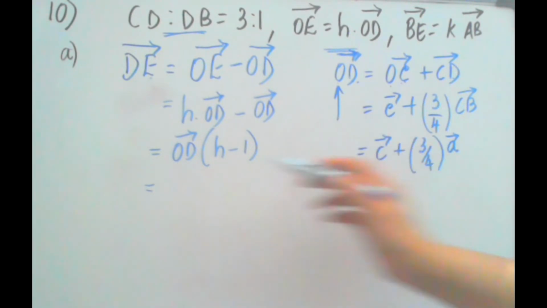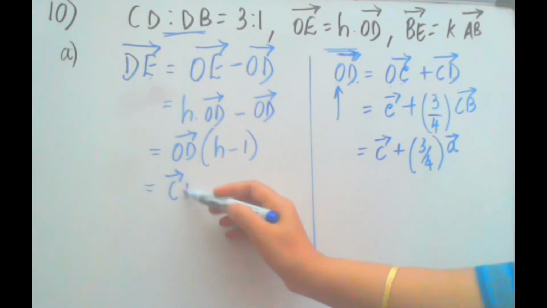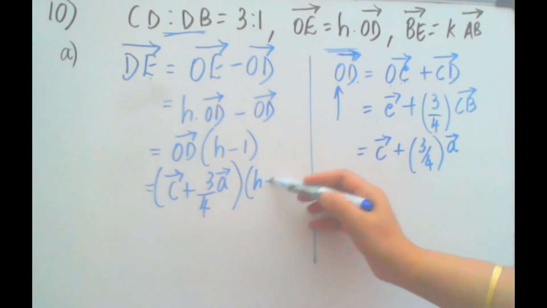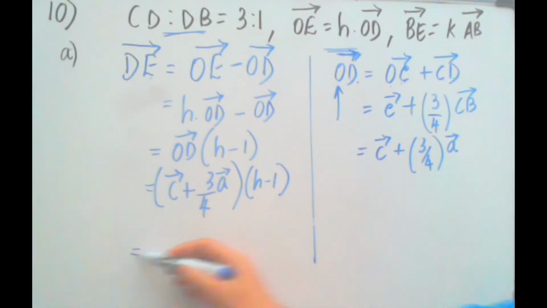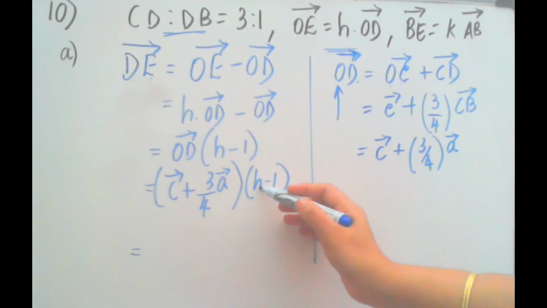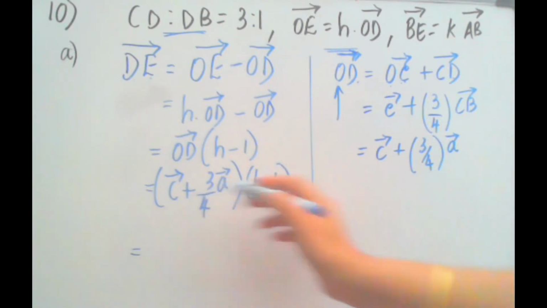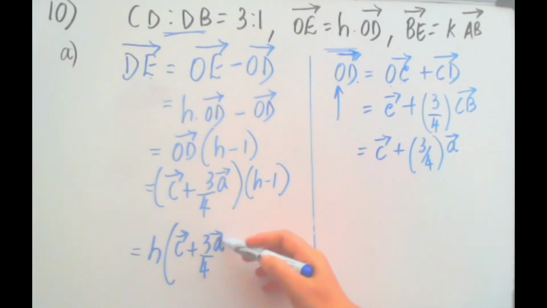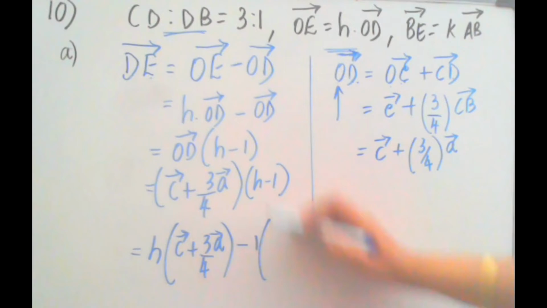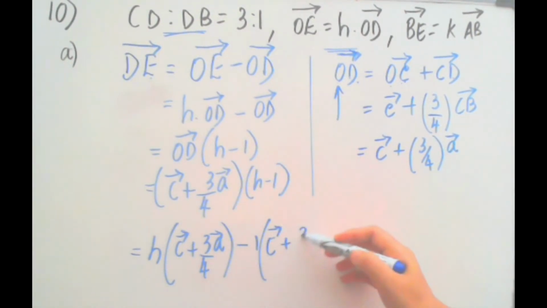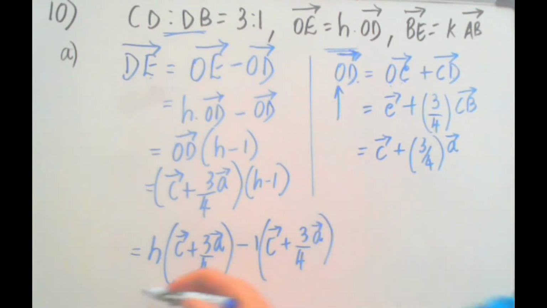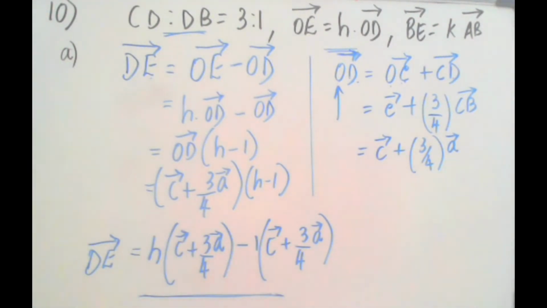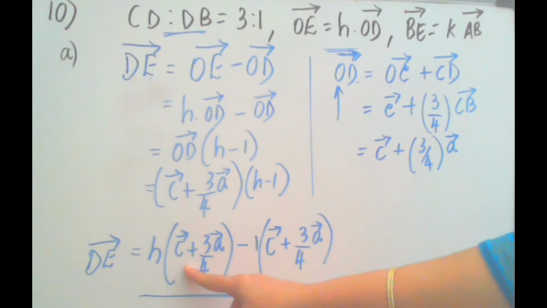So let us substitute this OD in here. So we get C vector plus 3/4 of A vector, that is OD, multiplied by H minus 1. So we can simplify this one more step further. With H, we multiply this bracket, then minus 1, we multiply this bracket. So it is H into C plus 3/4 of A minus 1 into the same bracket, C plus 3/4 of A. So this is the answer for 10A, the expression for DE in terms of A, C and H only.